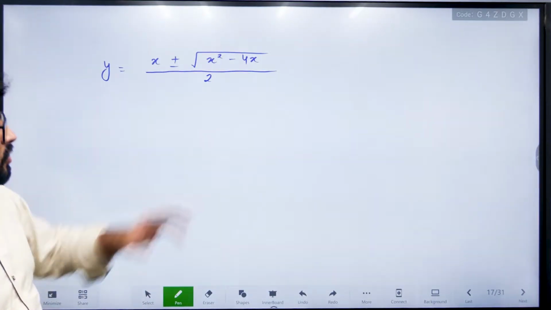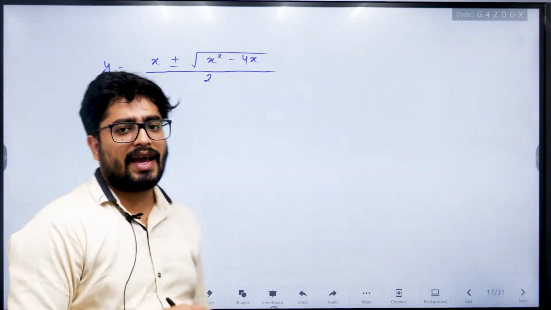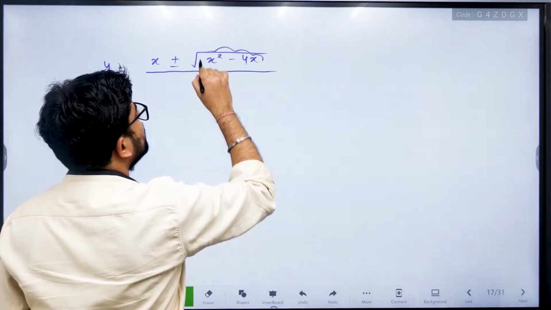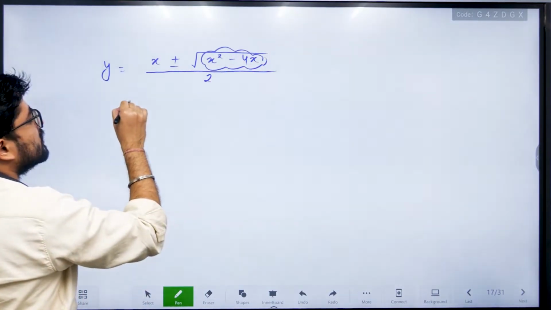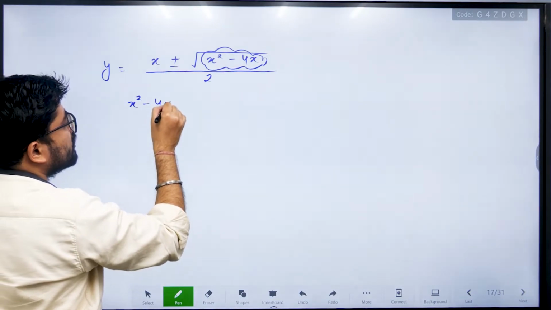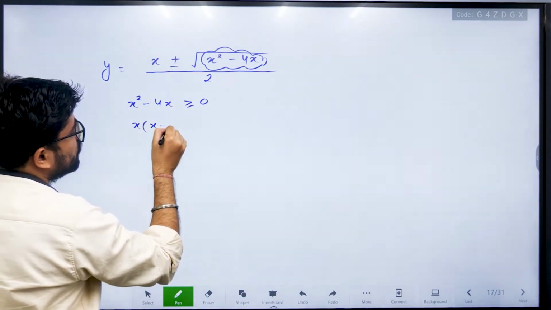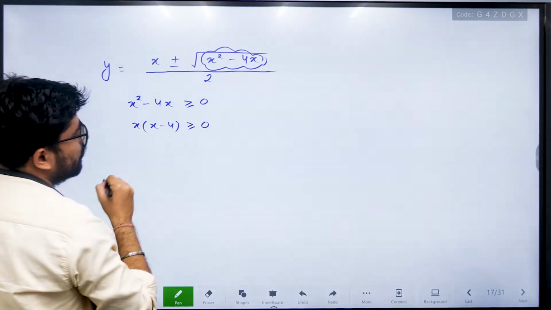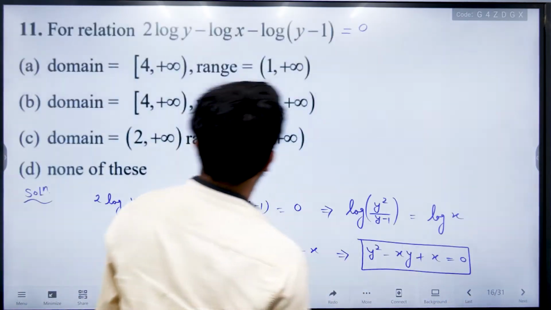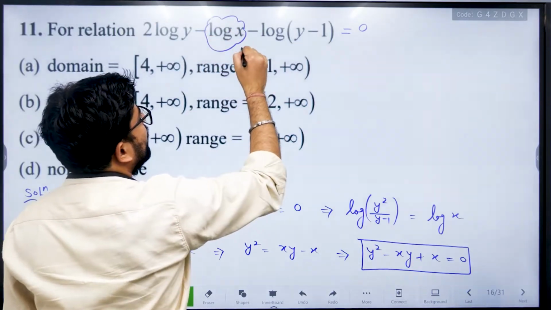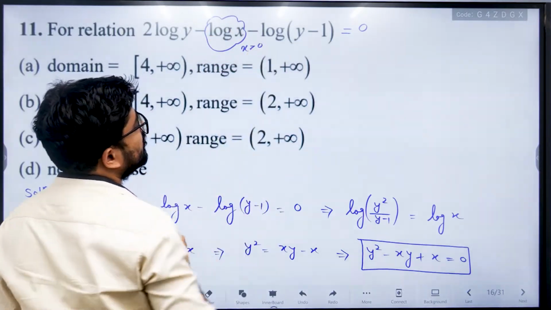Now y is equal to this one, and y is a real number whenever this thing under the root is greater than or equal to 0. So you can say x square minus 4x must be greater than or equal to 0. It means x into x minus 4 must be greater than or equal to 0. And we know one thing: this thing is defined whenever x is positive, x is greater than 0.